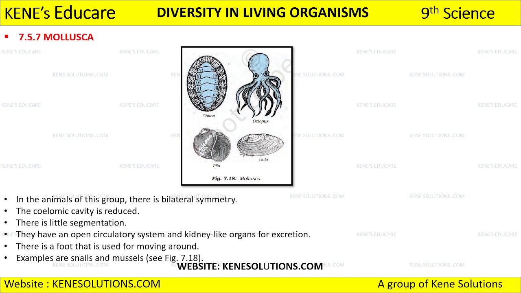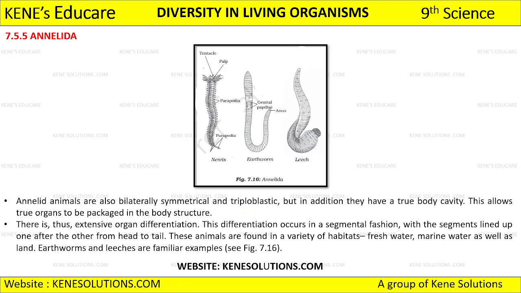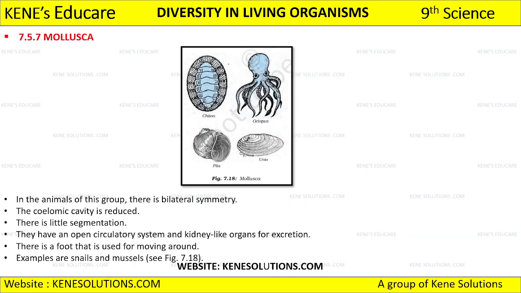The coelomic cavity is reduced. Whatever cavity is present inside the body of the organism is reduced, and there is little segmentation. As in the case of earthworm, you saw they were very segmented. If I compare arthropods and annelids, annelids are highly segmented, but when it comes to Mollusca, they have little segmentation which can be seen on their body.